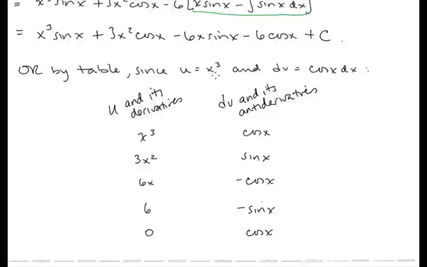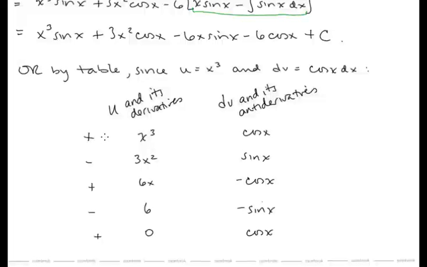We have u equals x to the third, dv equals cosine x dx. So here we're going to list u and its derivatives, and here we list dv and its antiderivatives. And then we put our plus, minus, plus, minus, plus, and we go across and down.